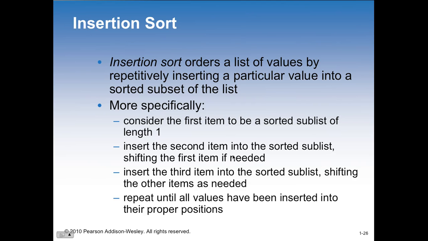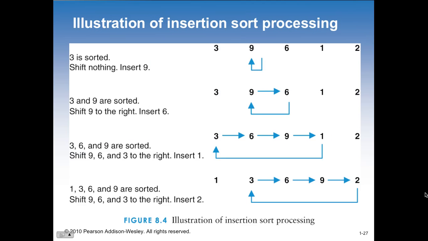You consider the first item a sublist of length 1. Insert the second item into the sorted sublist, shifting the first item if needed. Insert the third item, because now you went to 1, 2, now you got the third item into the sorted sublist, shifting the other items as needed. And then repeat until the values have been inserted into their proper positions.